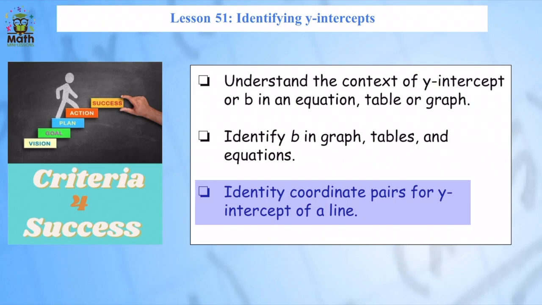And here's a hint: the x is always 0, so you just have to figure out what the b is. Now let's get started with today's lesson.